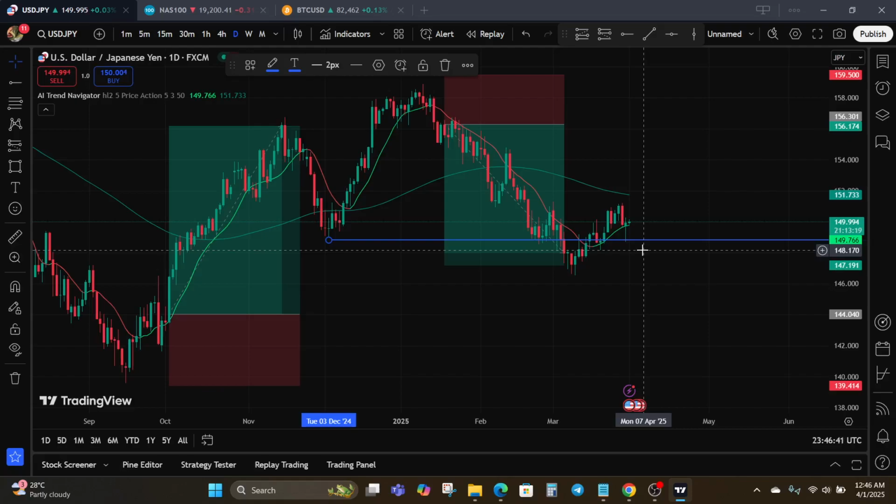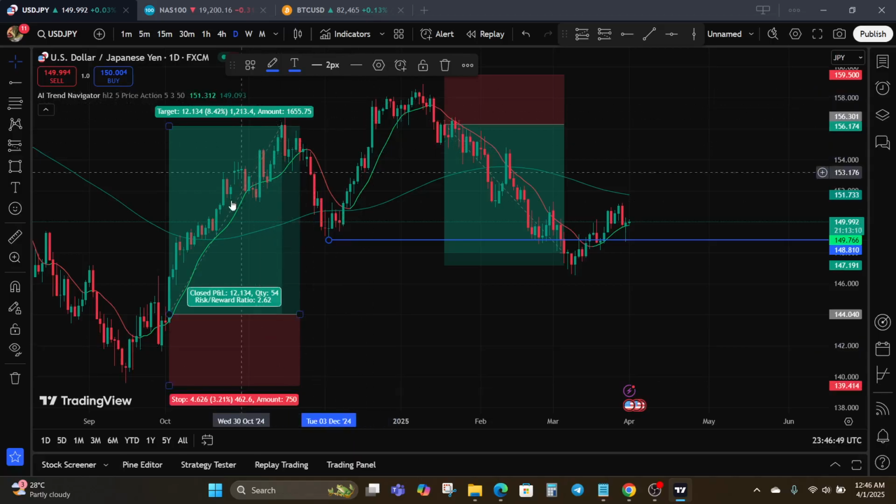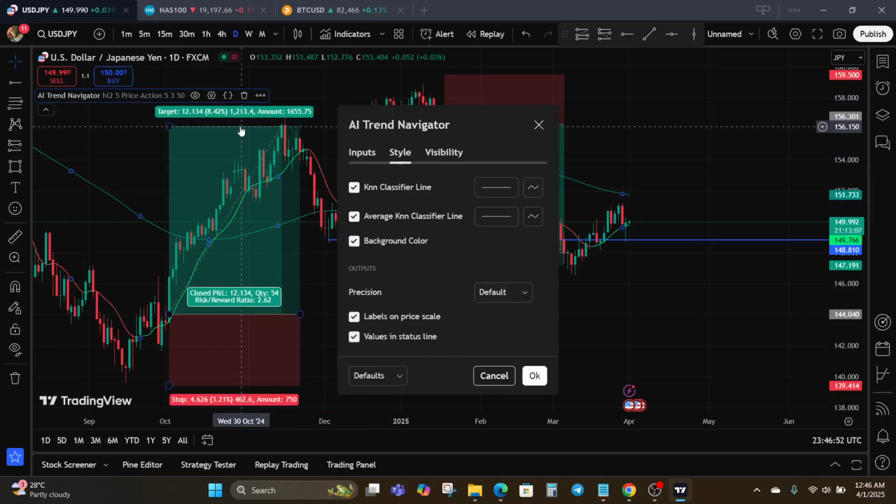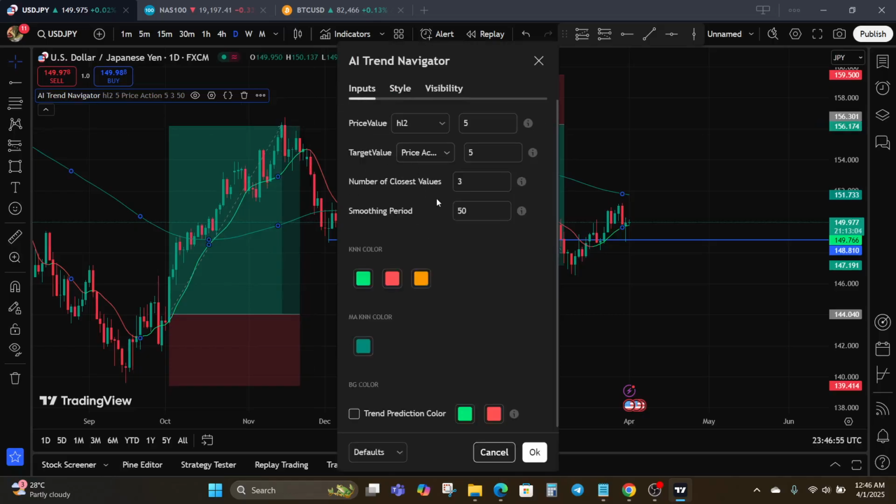All right, so to get the best results, let us just go over the ideal settings for the AI Trend Navigator. You can tweak the parameters based on your trading style. I recommend keeping the sensitivity at a balanced level. If you want to modify the values, if you reduce the values, it might make the indicator react faster to price changes. If you increase the values, it might make the indicator react slower to price changes.